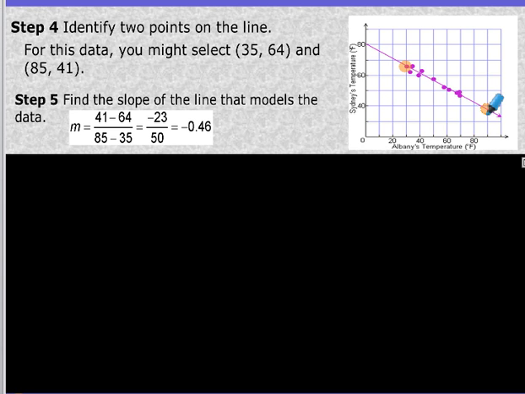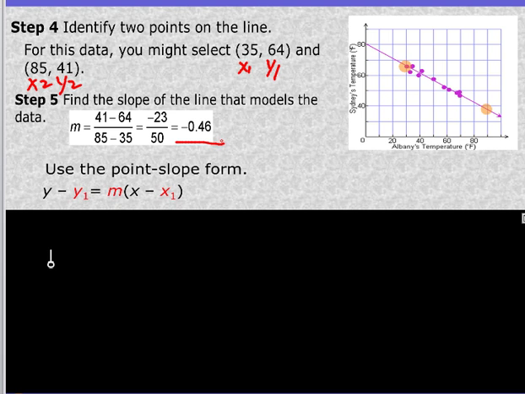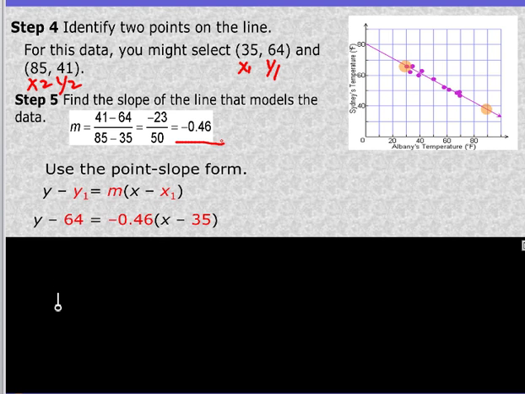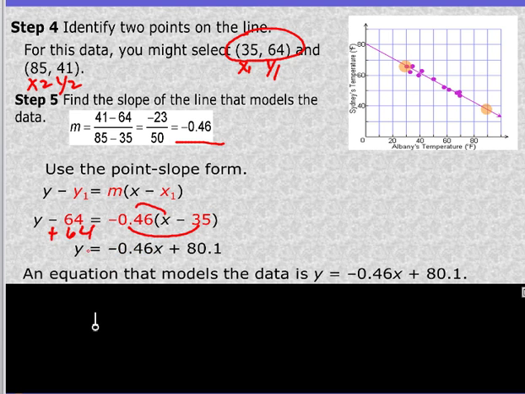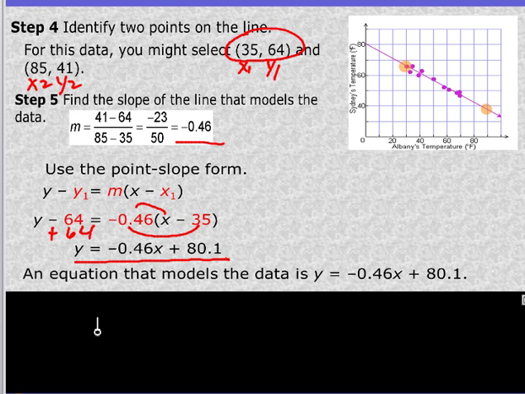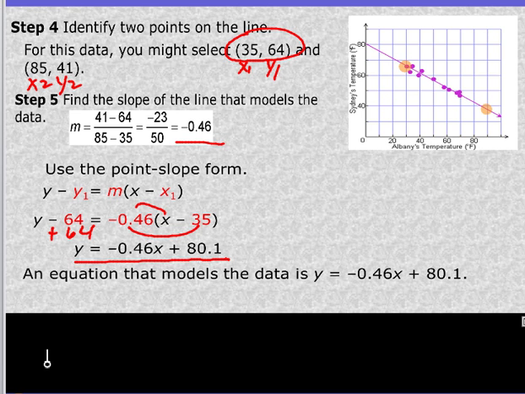We know how to write a linear equation using 2 points. We find our slope, x1, y1, x2, y2, and we get a slope of negative 0.46. And then if we pick one of those points and plug it in for point slope form, they've taken this point, plugged it into the equation, simplified, so distribute and then add your 64, and you end up with this linear equation, which is a model for that data. So an equation that models the data is y equals negative 0.46x plus 80.1.